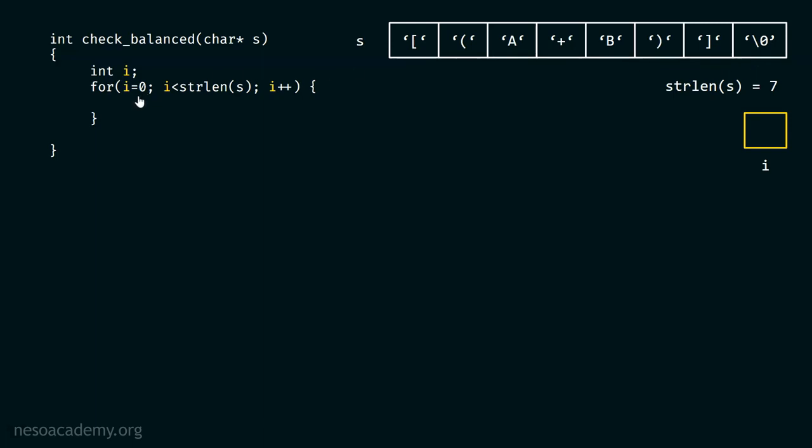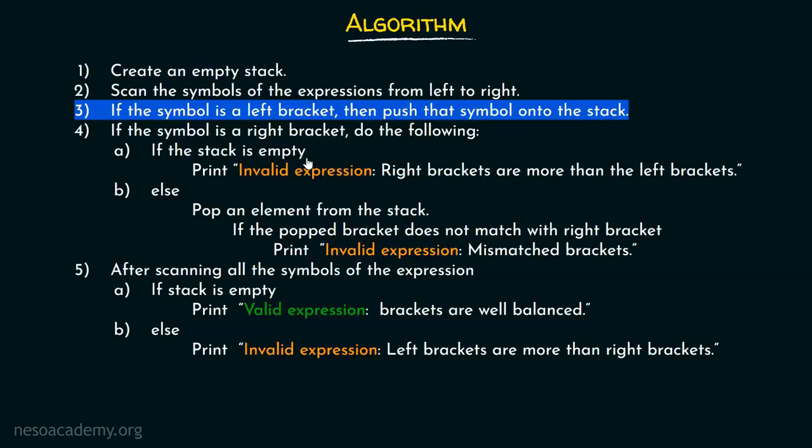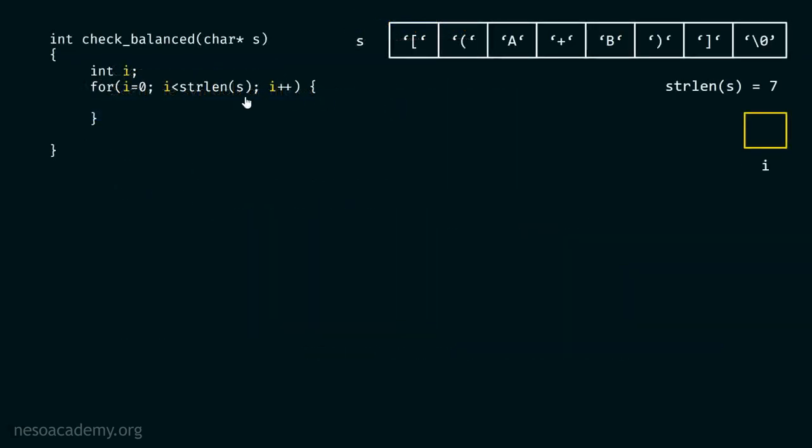Scan the symbols of the expression from left to right. This means we need this for loop for this purpose, in order to scan the symbols of the expression which we are available with. Now the next step is of course to check this. If it is the case that the symbol is a left bracket, we must push that symbol onto the stack. Here you can see this, that I is 0, which means that first we will scan this symbol. Isn't that so? We have encountered this symbol.